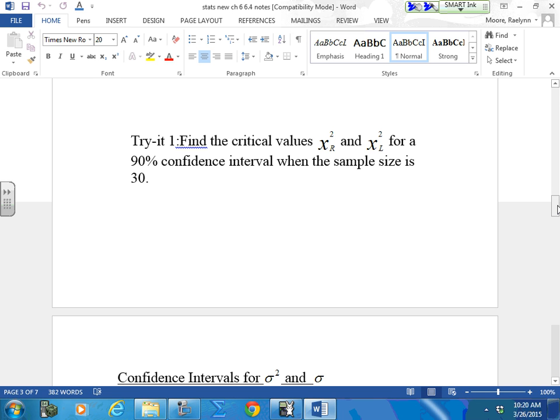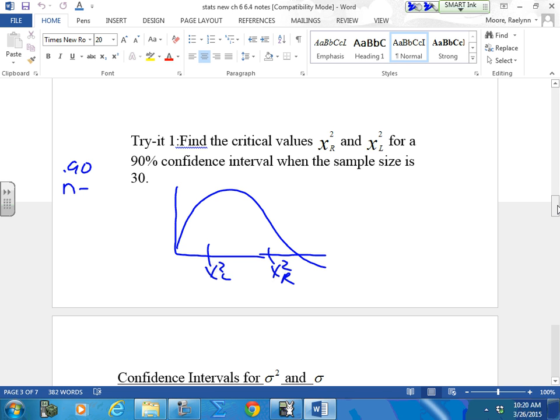I want everybody to start out like this. Just make me a curve that looks like this. Make me an X2L. Make me an X2R. We need to find where your left is. We need to find where your right is. We have a 90% confidence interval, and we have a sample size of 30. So what's our degrees of freedom?